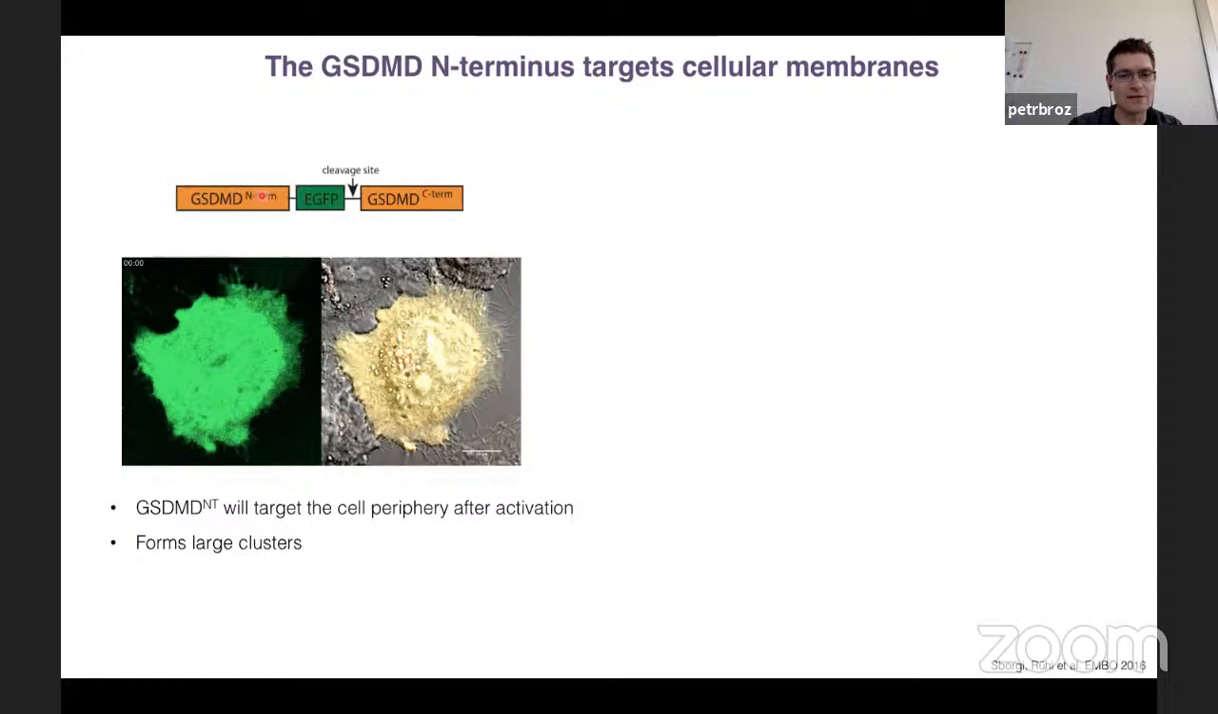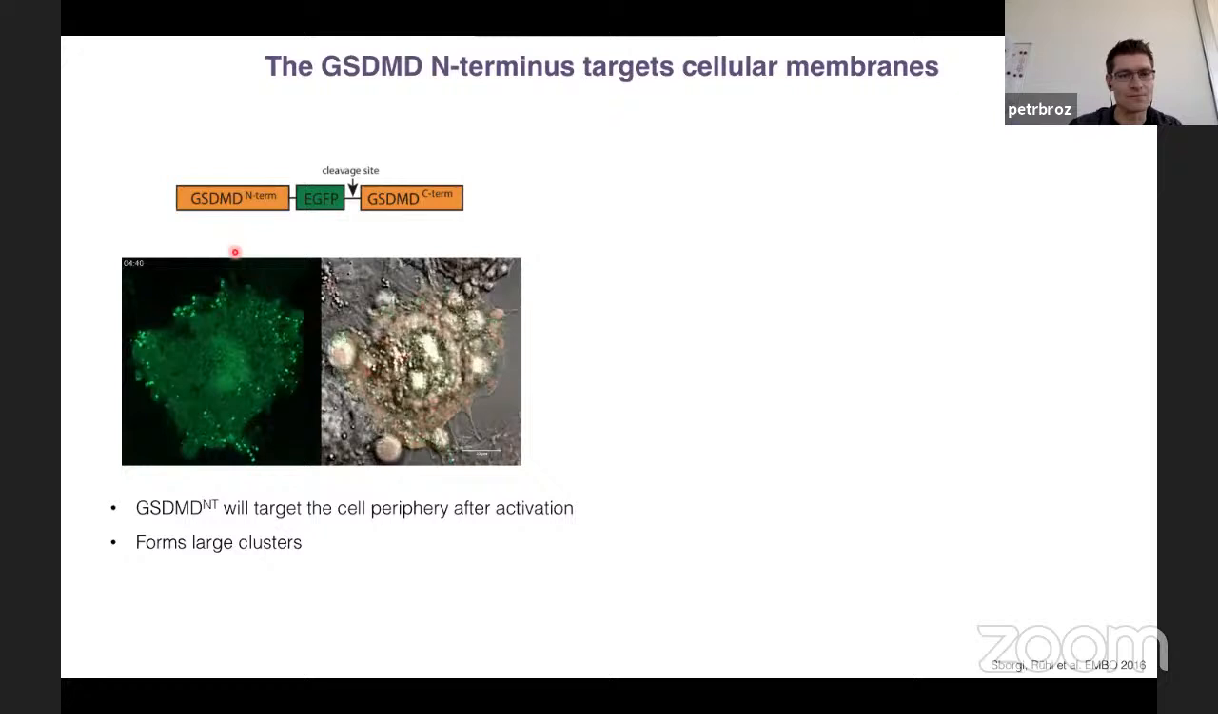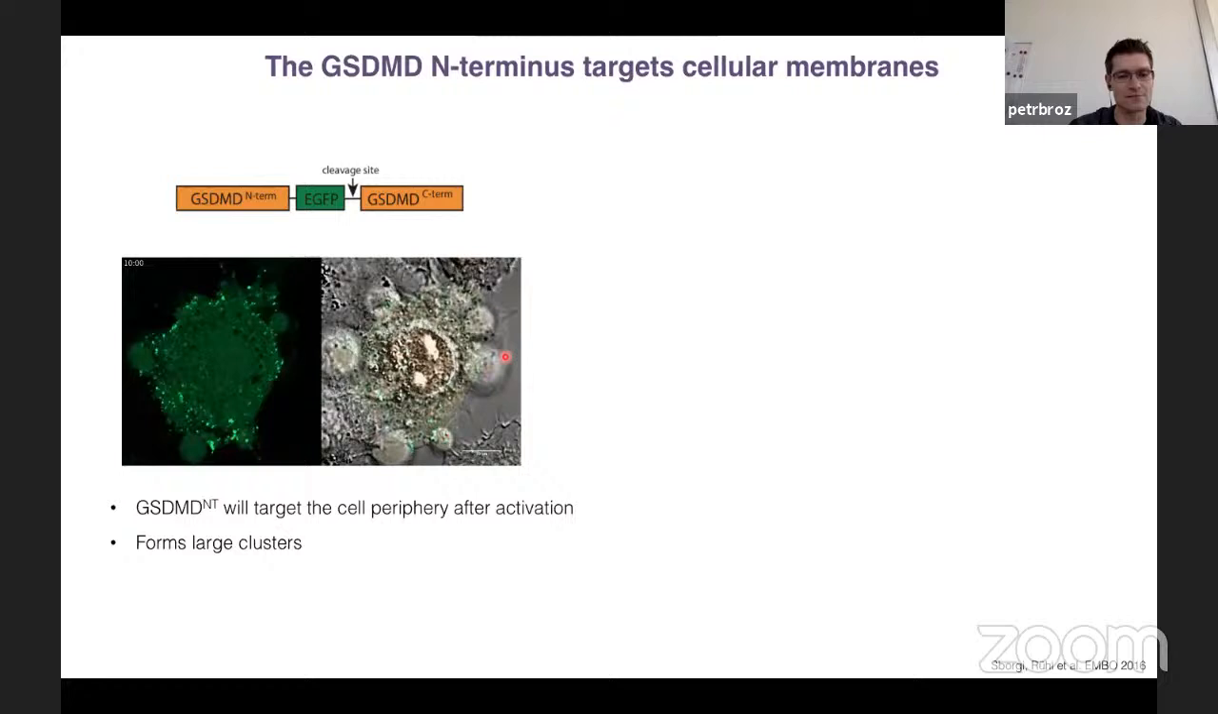Here we hooked up the N-terminus with EGFP, and here's the cleavage site, and that's the C-terminus here. You'll see that the protein is initially everywhere in the cell. If I run the movie, you see that the N-terminus, which is tagged by GFP in this case, will translocate to the membrane periphery. You get this ballooning of the cell, and you get the formation of these large clusters here.